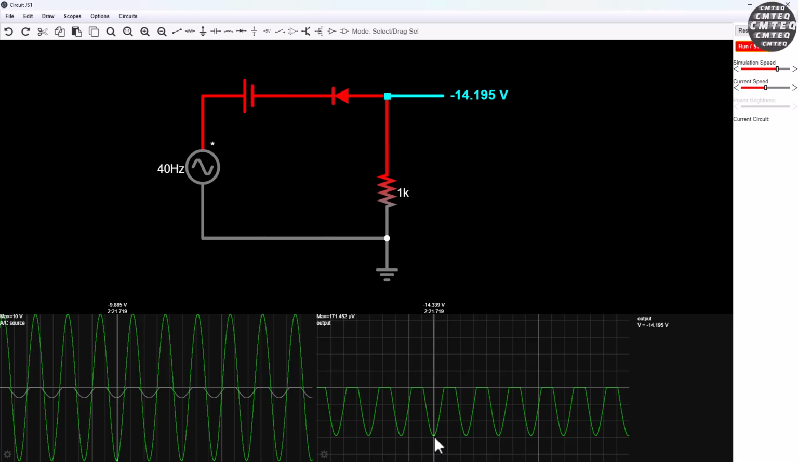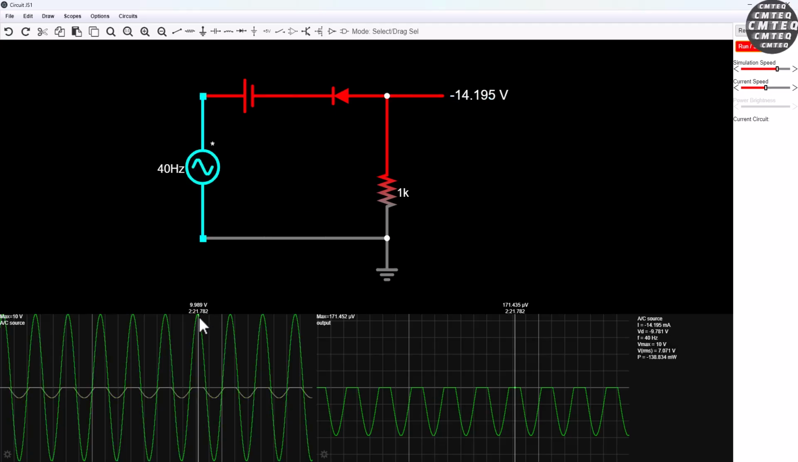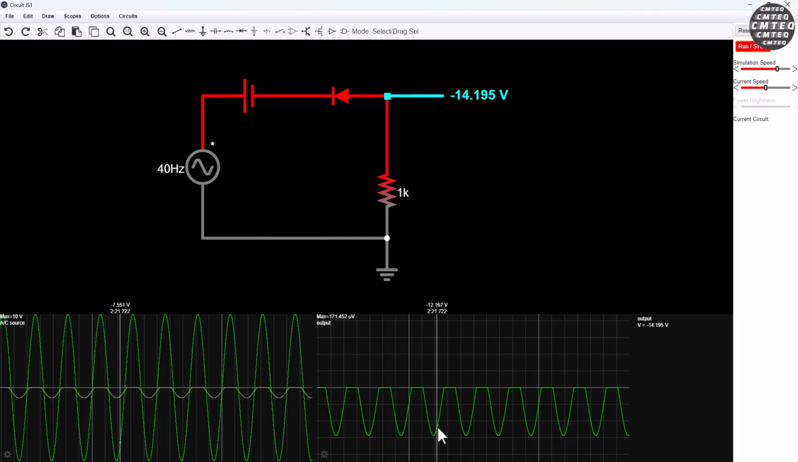So this is basically the 10 plus the 5 volt here, but we have to deduct the drop across the diode, so that gives us about 14.34 of magnitude. And here at the clipping point, you can see there is absolutely no voltage here. It's about 171 microvolts. So this demonstrates how the diode positive clipping circuit shapes the output voltage.